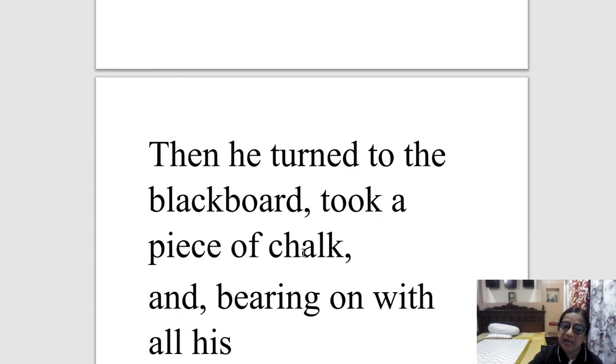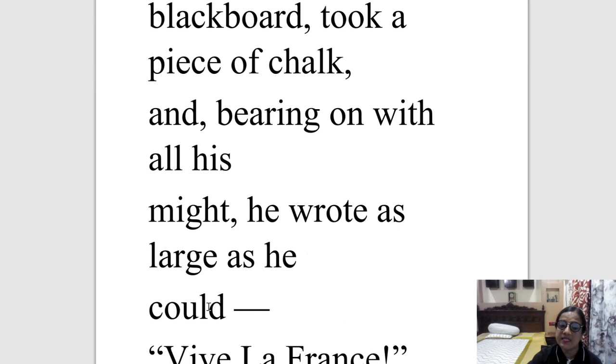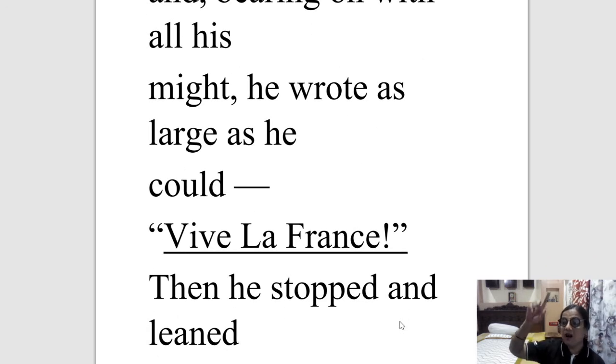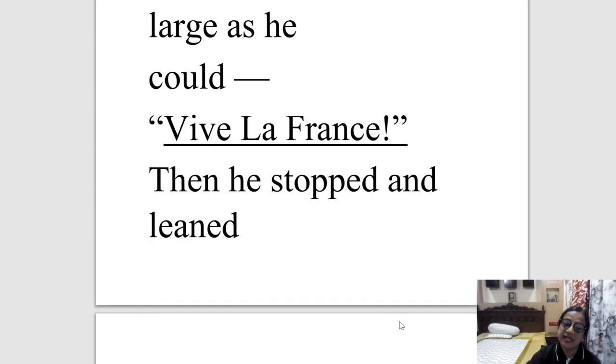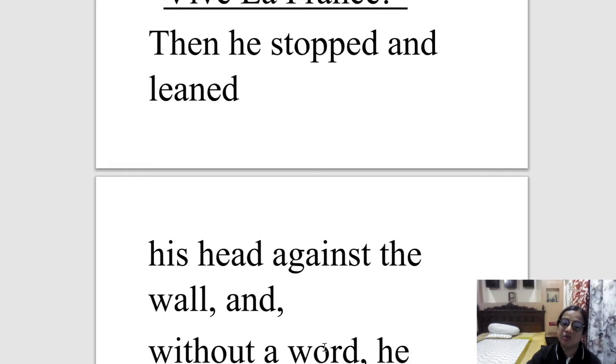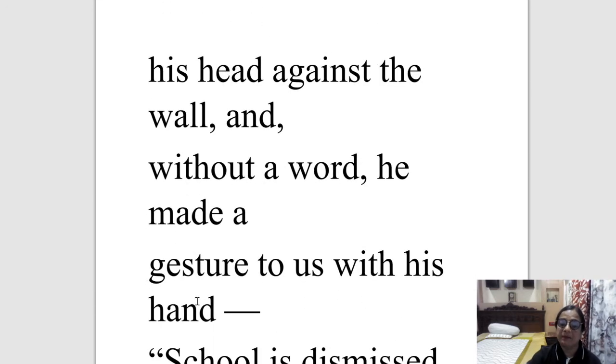Then he turned to the blackboard, took a piece of chalk, and bearing on with all his might, what did he do? He wrote as large as he could, Vive la France. So he wrote in a large alphabet, large fonts, Vive la France means long live France. Then he stopped and leaned his head against the wall, and without a word, he made a gesture. Gesture means an action to us with his hand.